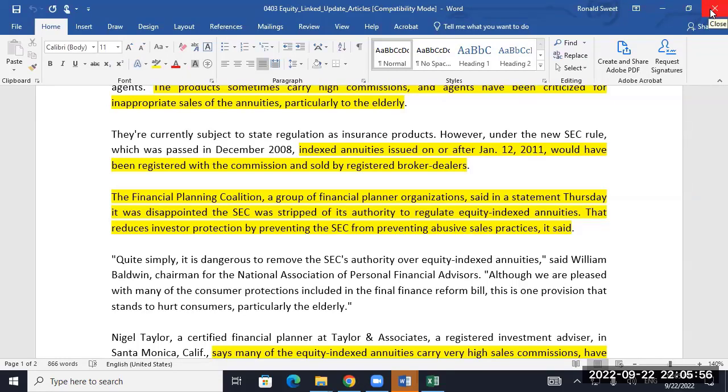Okay, so you see there's a big debate here. The insurance industry is saying, hey, we make a lot of money on these, we want to keep doing it. Other people are saying, you're making us look bad.